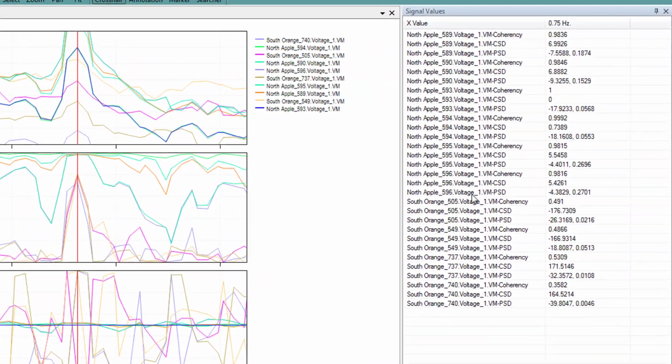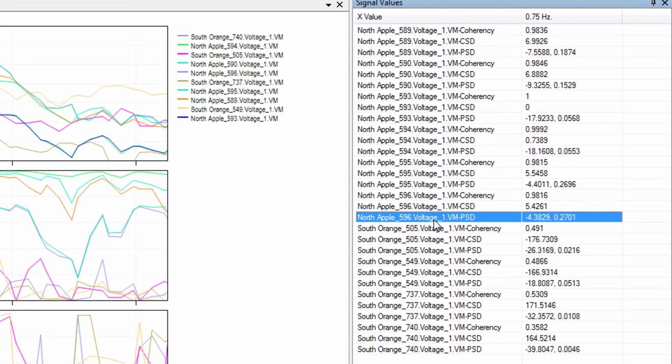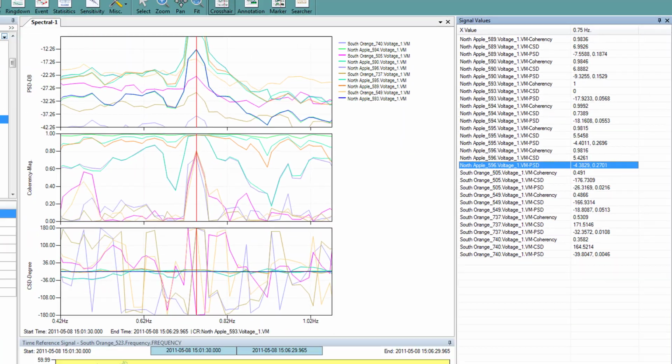The results of our final search allow us to conclude that the highest energy is from the north and the extreme end is in the south for this event. The highest energy is at North Apple 596 with the peak-to-peak energy of 0.27 kV. The locations in the south oscillating with the north are Orange's 505, 549, 737, and 740.